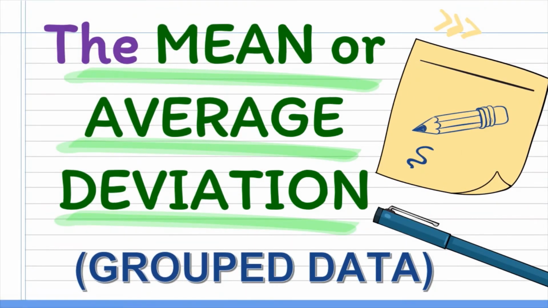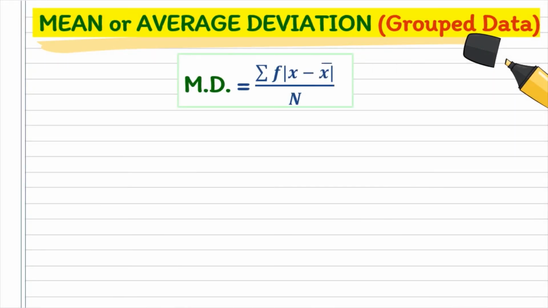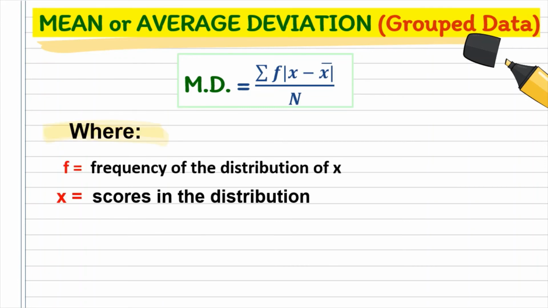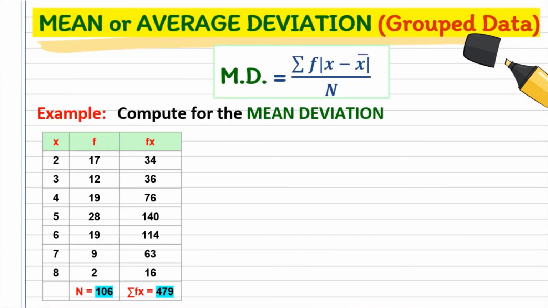Okay, we will proceed to the mean or average deviation for group data. Okay, so ang kaibahan lang po niya sa group tsaka ungroup, yung ungroup walang F, yung frequency, but here in group we have. Okay, so ganun pa rin siya, nadagdag lang yung F, which is the frequency of distribution of X. Okay, so we will compute. So dito, minultiply natin yung X and then yung frequency, yung scores at saka frequency.